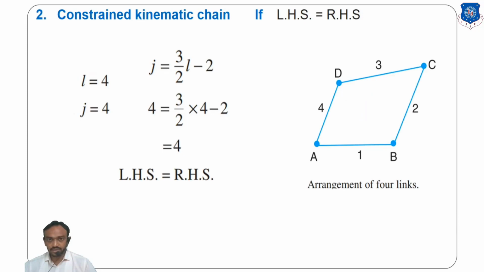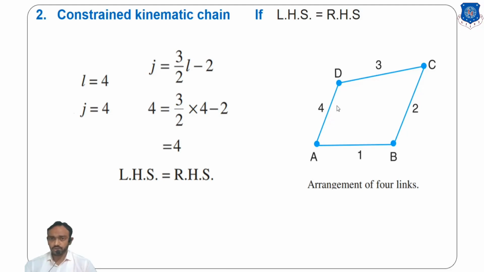Next, the second chain is a constrained chain. This is the type of chain we need to make mechanisms. Only definite directional motion is possible in this mechanism. We count, and if LHS is equal to RHS, we put this data in J is equal to 3 by 2 L minus 2. How many joints? 4 joints. How many links? 4 links, and LHS is equal to RHS.